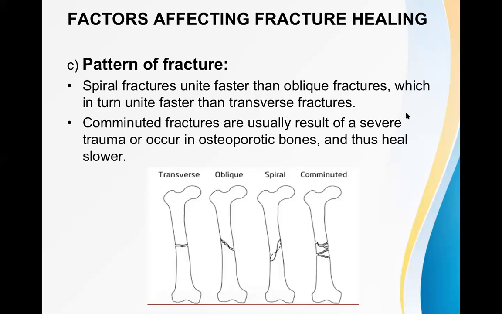And second, the bone has to be normal. If a comminuted fracture occurs in diseased bone like osteoporotic bone or some other type of bony disease, then definitely the healing will take time. Any type of fracture will not heal in time in diseased bone. So that's why it is written like this. Comminuted fractures are usually the result of severe trauma or mostly they occur in osteoporotic bone. That's why they heal slower. But if they occur in normal and healthy bone, and if it is a closed type of fracture, then they heal faster than others.